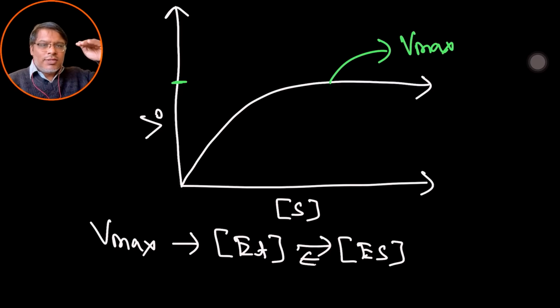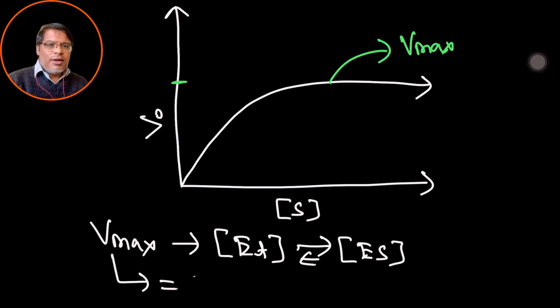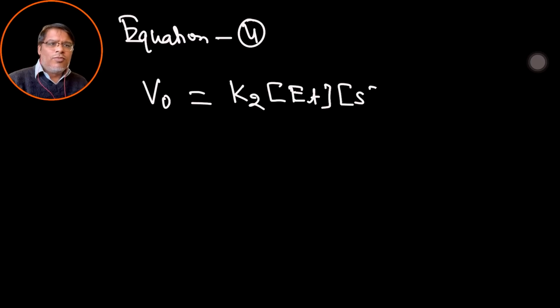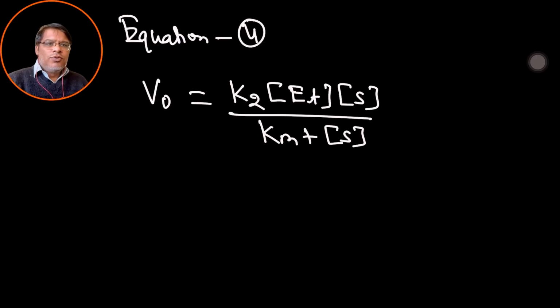So at Vmax, what is going to happen? The total enzyme is making the ES complex. Now you can remember, Vmax is equal to K2 into ET. K2 into ET means all the enzyme is now involved in the ES complex formation. So here we can modify our equation. Equation 4 is now modified.